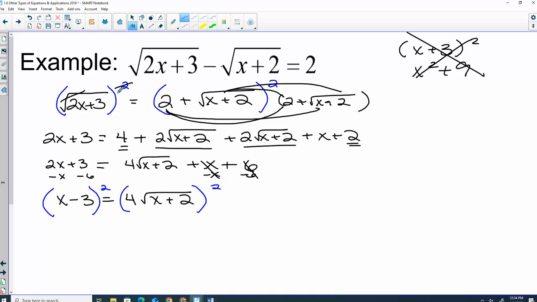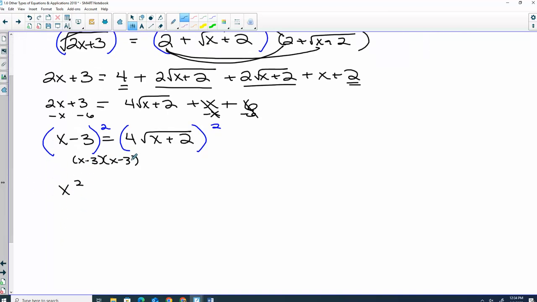So on the left, this means I have x minus 3 twice. So it gives me x squared minus 3x, and minus 3x would be minus 6x plus 9. On the right, when I square, it means I have this whole thing twice.